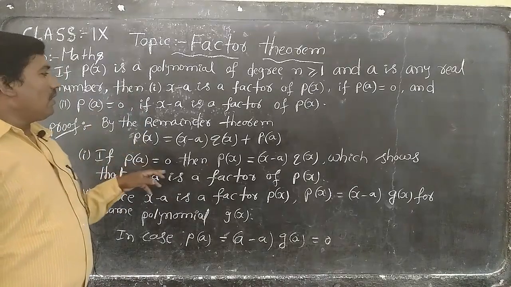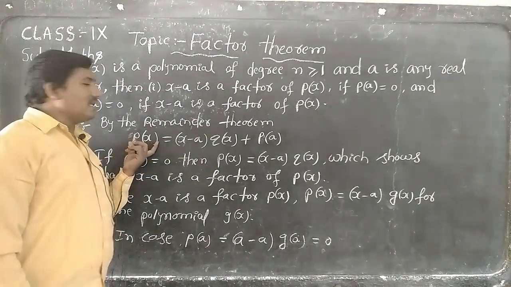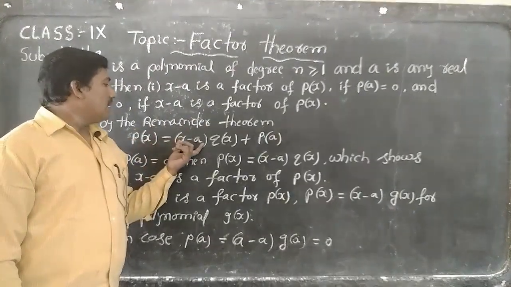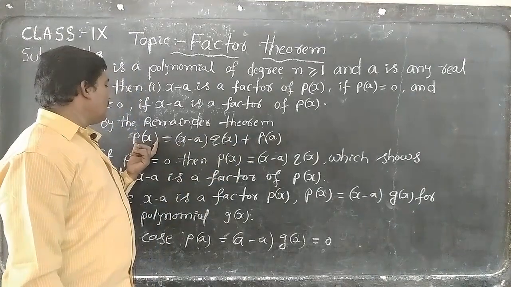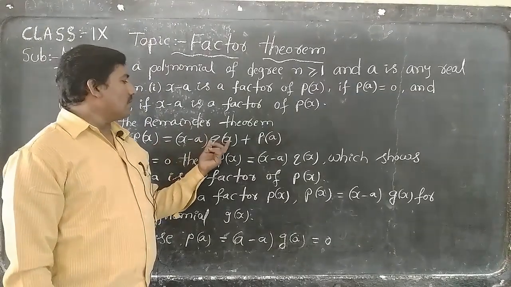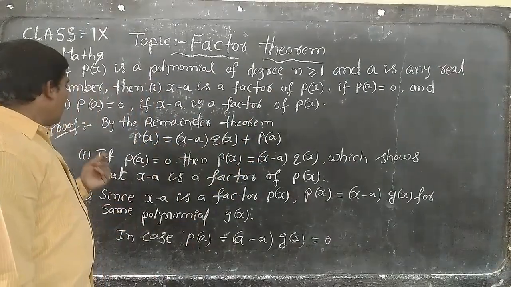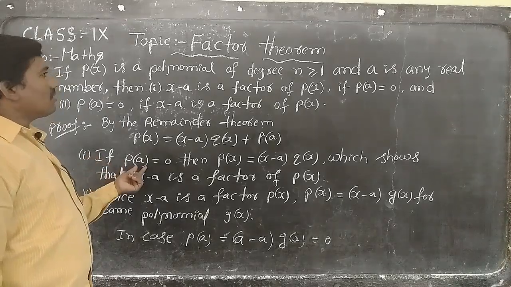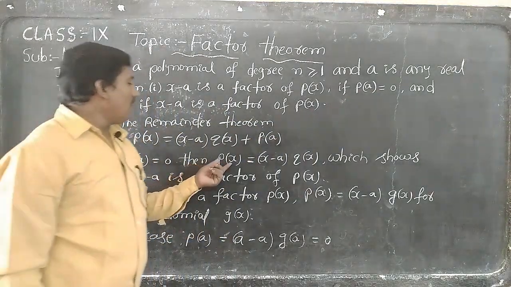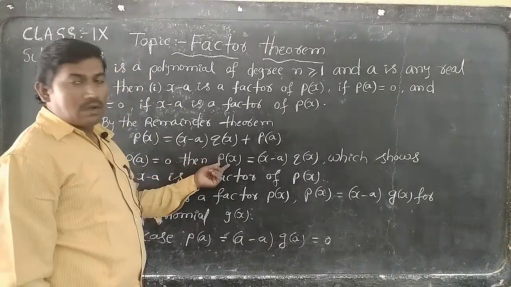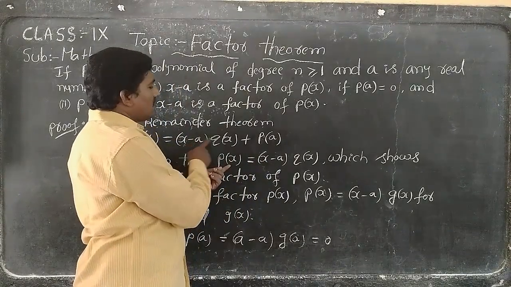Okay, see, already we know about the remainder theorem. By the remainder theorem, dividend is equal to divisor into quotient plus remainder. The remainder we took here as p of a. First, see in the proof, if p of a is equal to 0, then p of x is equal to x minus a into q of x.